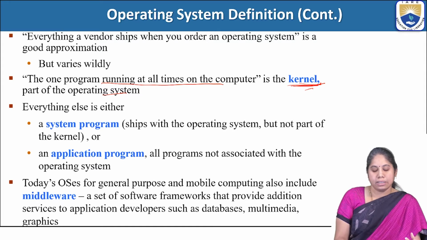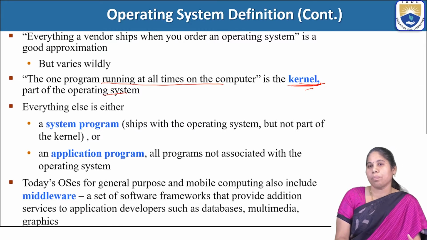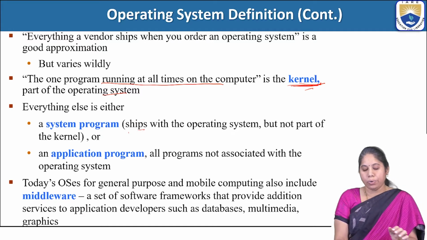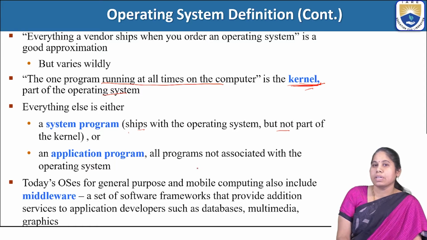Other than that, there are system programs, which we have discussed in the structure, and application programs. System programs ship along with an operating system. Ships in the sense that they come along with the operating system, but are not part of the kernel. And application programs are all programs not associated with the operating system. Suppose you take compilers, different languages and databases, these are all going to be application programs.